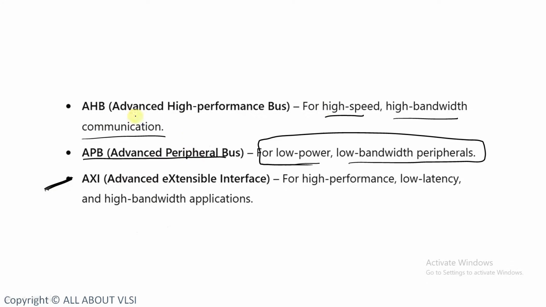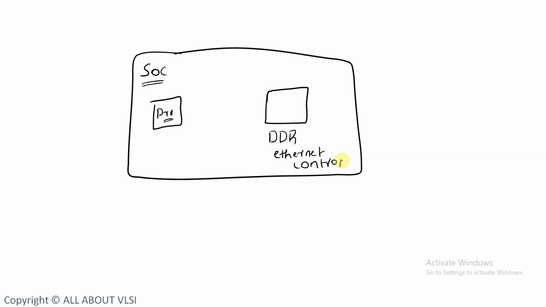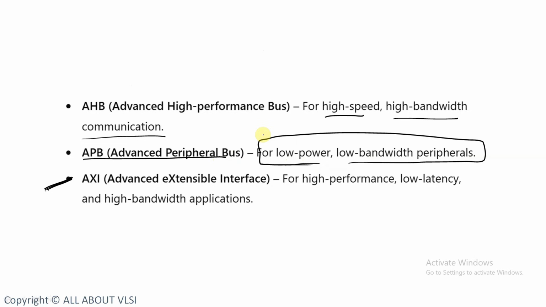Okay. Some common examples of AHB: let's say this is an SoC, and we have a processor, and the processor wants to communicate with some high performance device like a DDR controller or an Ethernet controller. In these cases we can use our AHB protocol for establishing the communication between the processor and the other component, which is a high speed or high bandwidth device. So this is how we are going to choose our protocol.